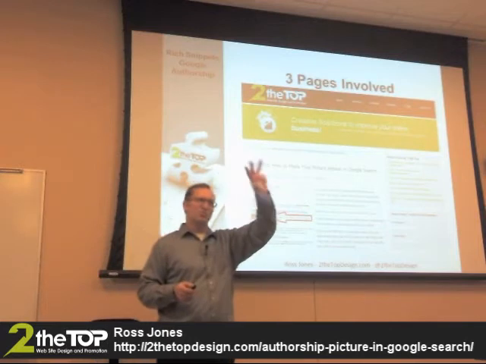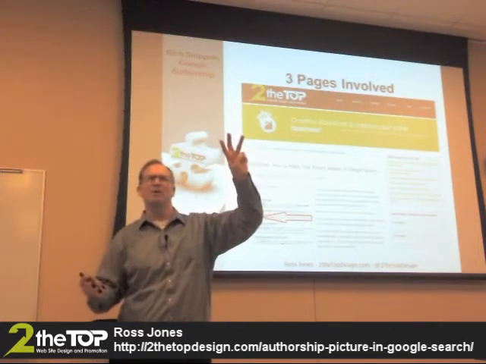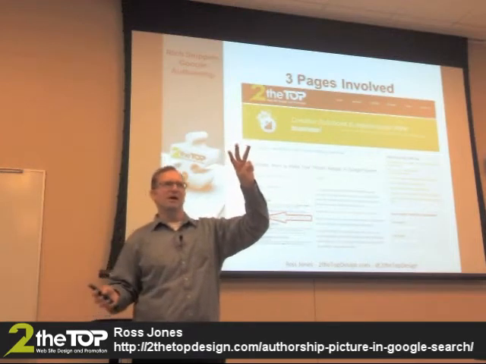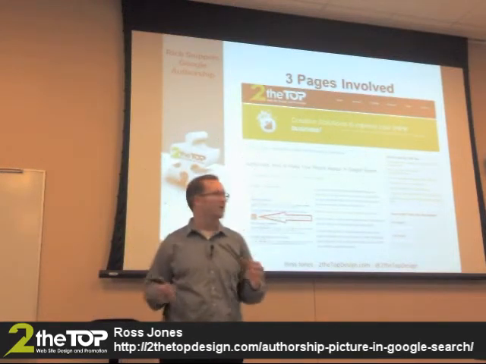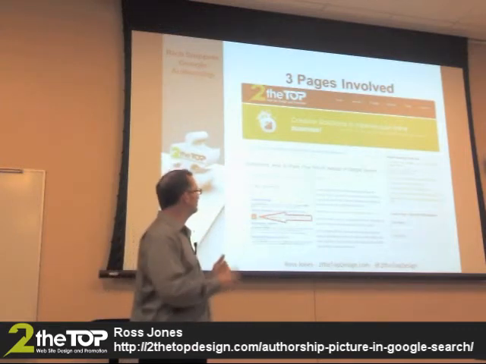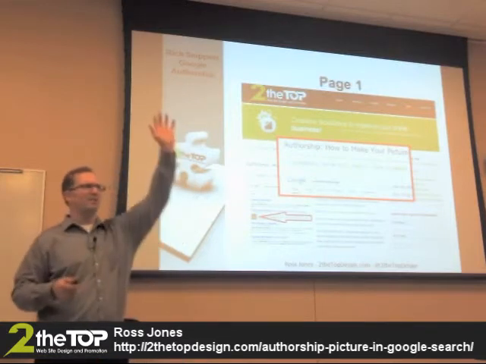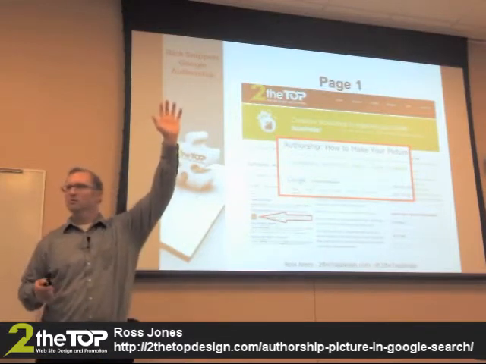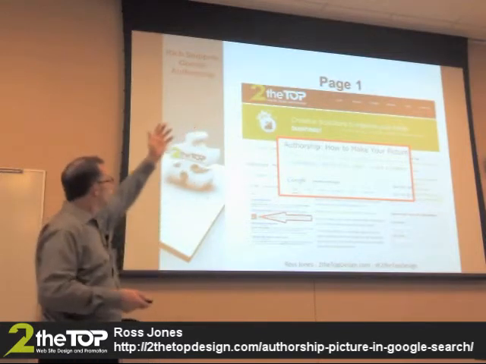There are actually 3 pages, 3 links that are involved, and this is the primary way. There are a couple of other ways that you can make the picture show up, but this is the primary way that most people use. There are going to be 3 pages involved, and this is the first of the pages. So this is a blog post. How many of you have blogs? Pretty much everybody. If you don't, you probably should.